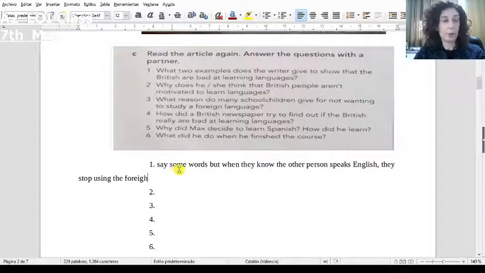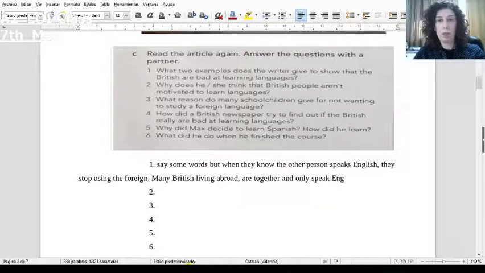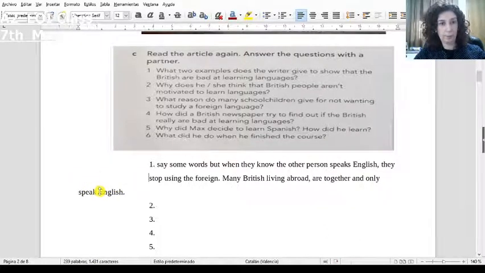They don't try it. And the second example: many British living abroad are together and only speak English. It's amazing. It's true, yeah.